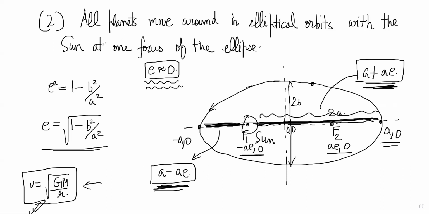So the first law of Kepler is that they move in elliptical orbit. Sun is at one focus and the planets are moving around like this. This is the shortest distance, which is known as perihelion, I think. And this is known as aphelion, which is the largest distance. Or maybe reversed, you have to check. So aphelion would be this distance, A plus AE, and perihelion will be A minus AE. Okay?